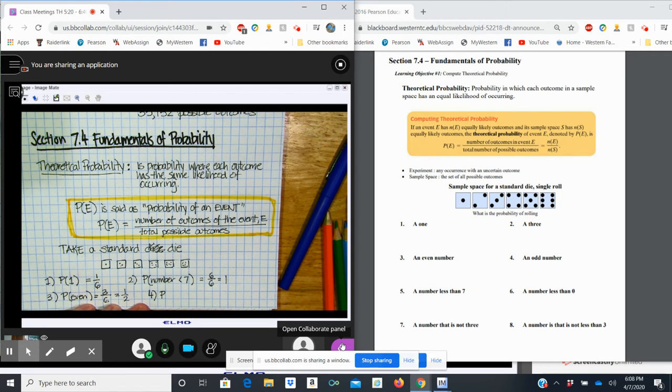What is the probability of rolling a number that is not a 3? There is one 3 and 1, 2, 3, 4, 5 that are not 3.